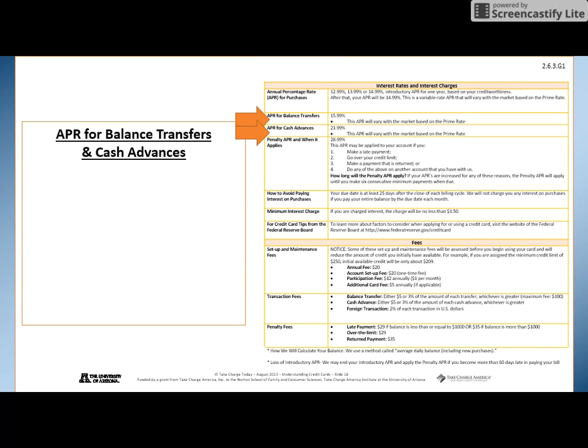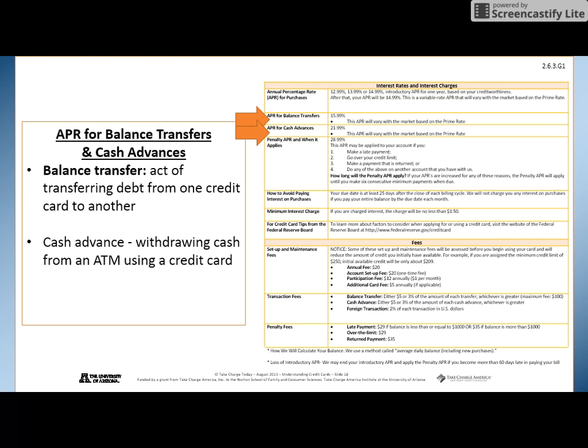APR for balance transfers and cash advances. A balance transfer is the act of transferring debt from one credit card to another. Cash advance is withdrawing cash from an ATM using a credit card. And fees may apply even if the APR is 0.